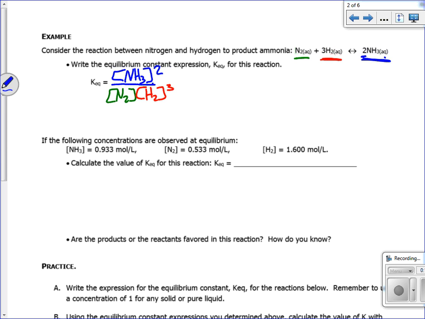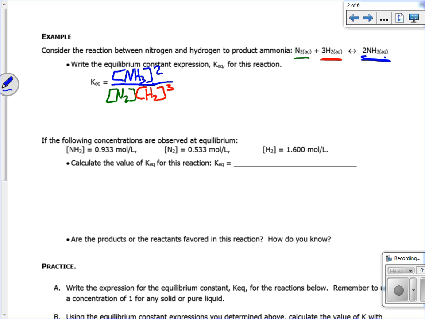Now, when I put two things next to each other like that, the N2 concentration times the H2 concentration cubed, what do we have to do with those when they're right next to each other? You're supposed to multiply them. Okay? When they don't put a little symbol between them and they give you those brackets, it means to multiply. Okay? And that would be the expression for this particular reaction. We call that the expression. There are no numbers. We just kind of show how it's represented.